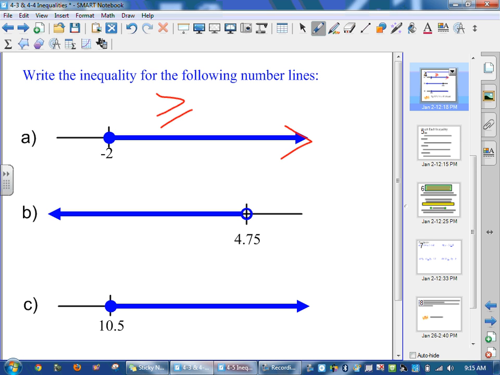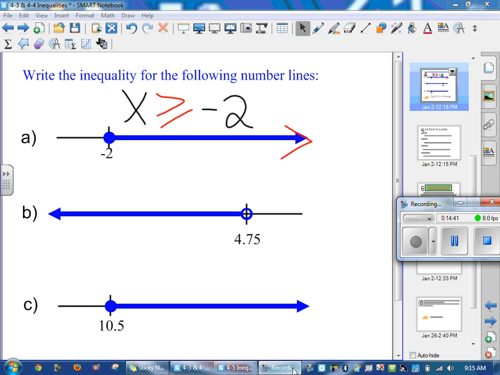Where does my variable go? On the left. Somebody pick me a variable. Oh, you love X, eh? Okay, we'll use that. All right, on the right-hand side, what goes on the right-hand side? -2, beautiful. You guys tried B and C. All right. The inequality for letter B. Who's got that one?